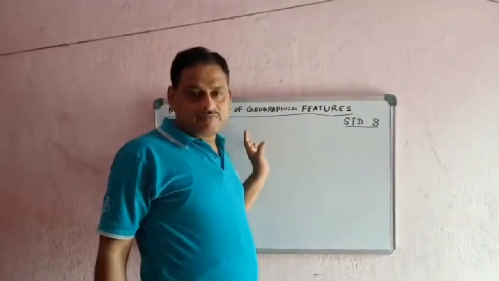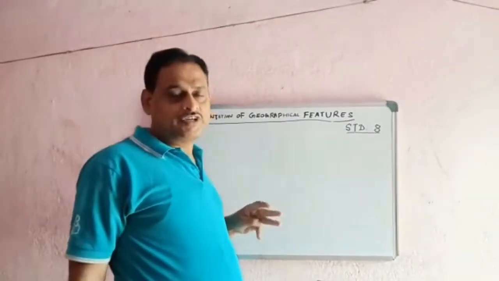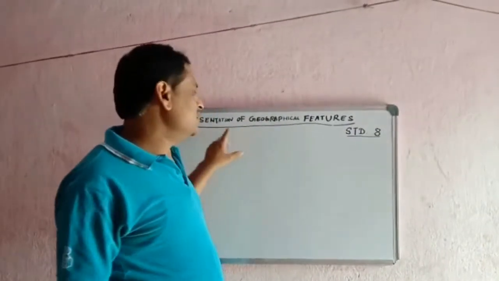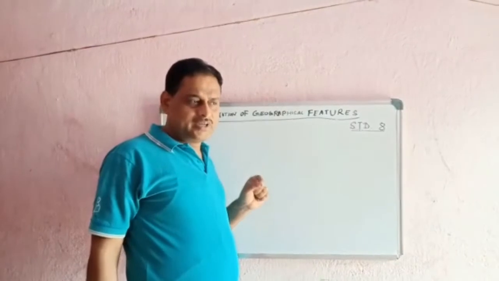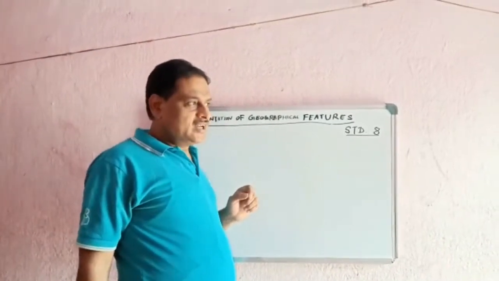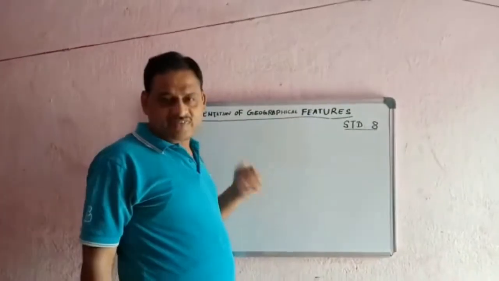The first chapter for class 8 we already discussed in the first video. The chapter was representation of geographical features, but some topics are yet to be discussed. Today I am going to discuss that topic, that is map scale.